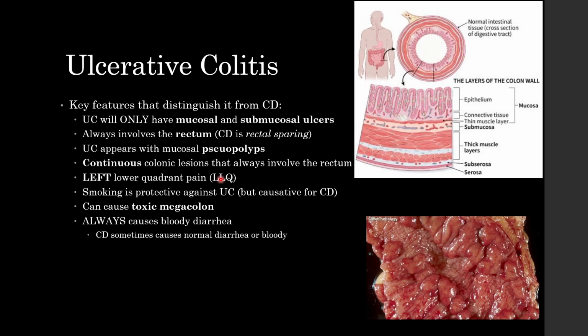Ulcerative colitis can lead to toxic megacolon, which is an inflammatory state. It's all about inflammation in this one. It's a pro-inflammatory state in the giant colon that is brought about by an infection, most often C. diff. Ulcerative colitis always causes bloody diarrhea. Crohn's disease, however, sometimes causes normal diarrhea and sometimes bloody diarrhea.